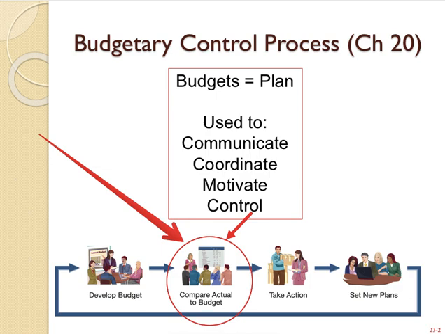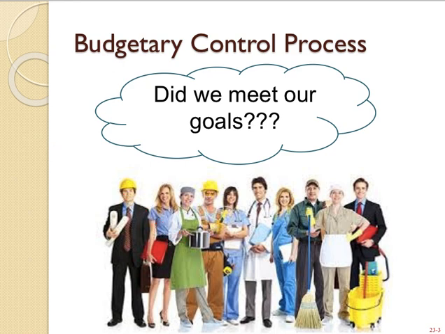And that's where we come into play here in Chapter 21: the control piece of the budget process, which is once we've developed our plan, developed our budget, and everyone's been working towards it, hopefully, then we have to compare our actual to our budget. And that essentially is where, for all of our employees, we ask ourselves, did we meet our goals? So for each different type of employee, they're going to have a different responsibility to meet those goals. So we're going to ask ourselves, well, did we meet our goals? And what are we going to do about it if we didn't?